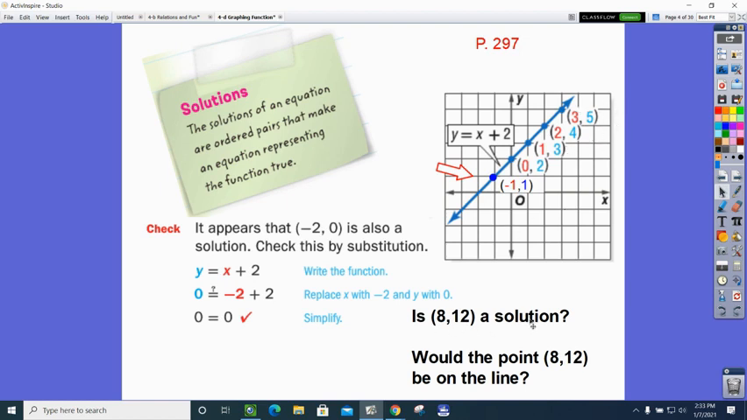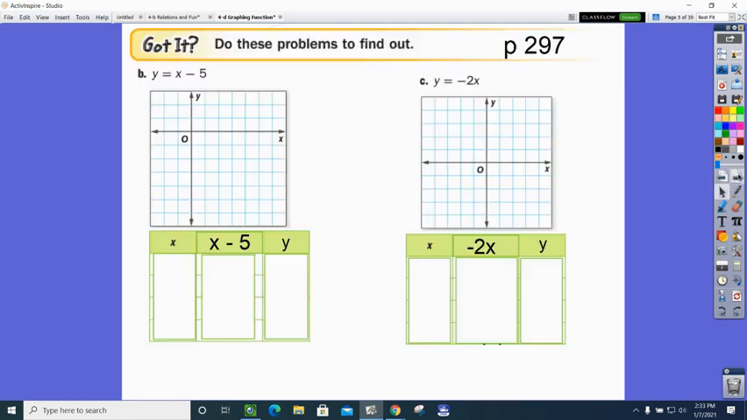So is 8, 12 a solution? Substitute 8 in for x, substitute 12 in for y. If the math works, it's a thumbs up. And if it doesn't work, it's a thumbs down. And it tells you whether that point is on the line.